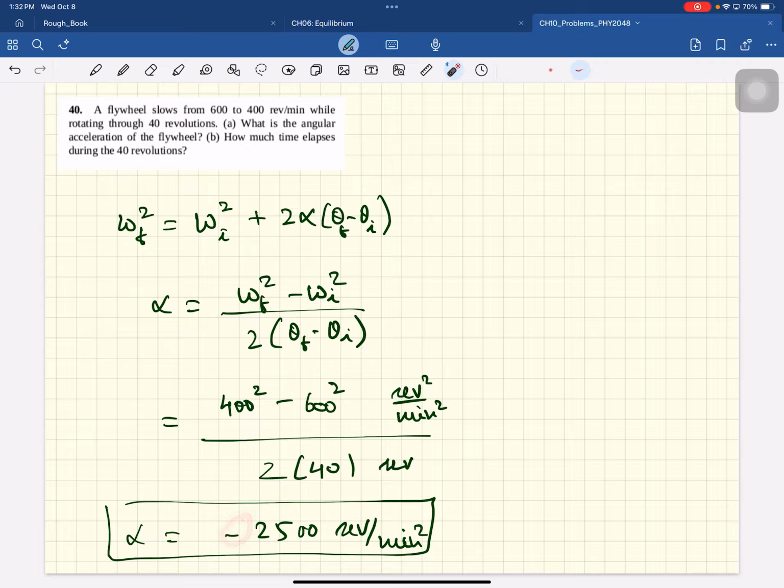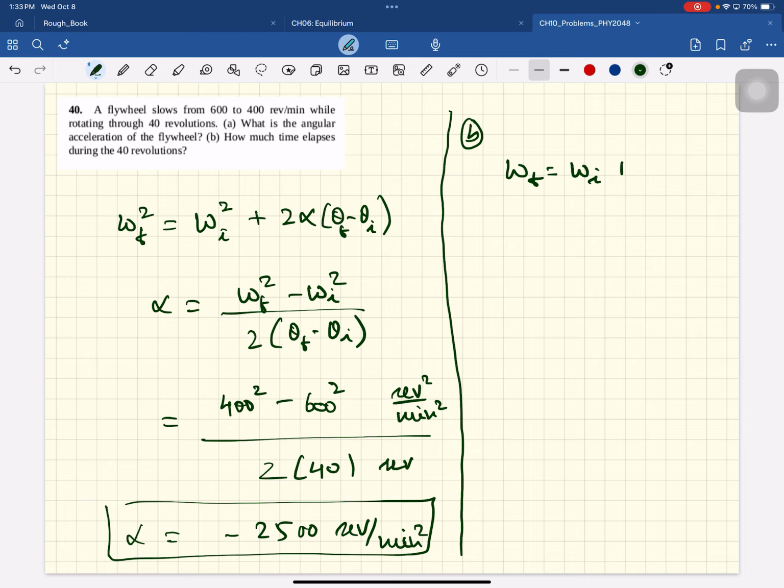What does the negative sign indicate? It's slowing down. Okay. And then part B says how much time has elapsed during the 40 revolutions. Okay. So you want a formula that involves time, and here is a formula that involves time. Okay. So we know the final angular velocity, we know the initial angular velocity, and so on. So t is omega final minus omega initial divided by alpha.